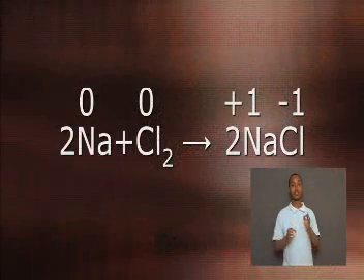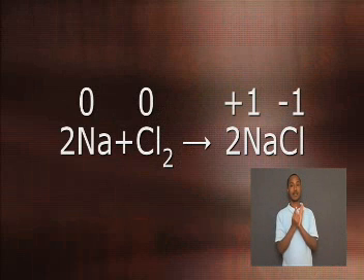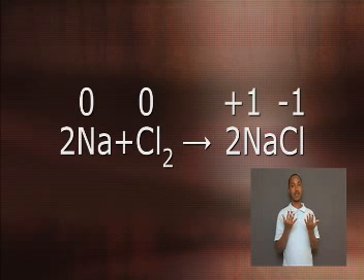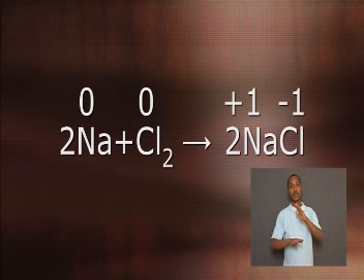Welcome back, students. If we look back to our previous example, we can see that sodium is being oxidized and will thus experience an increase in oxidation number from 0 to +1. We can also see that chlorine is being reduced and will thus experience a decrease in oxidation number from 0 to -1. If that is your answer, good job. Let us continue.